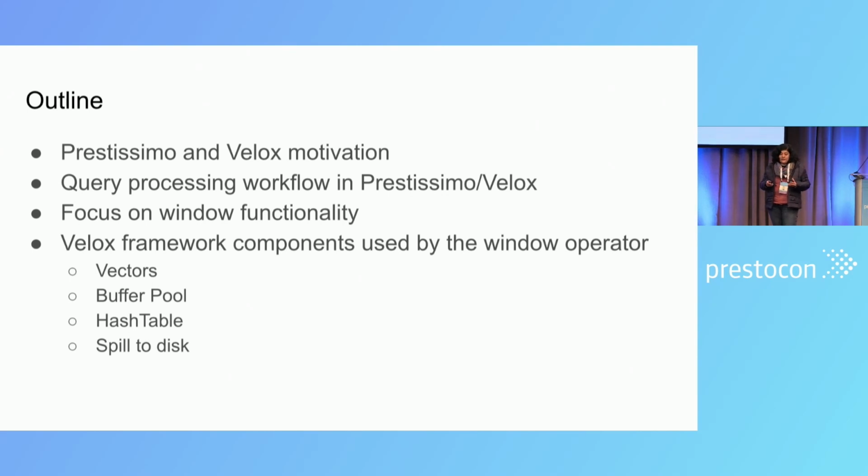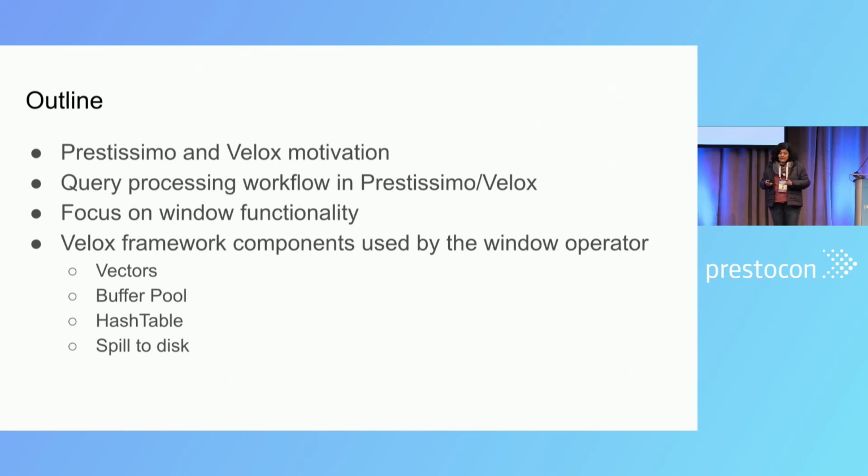So we're going to start with a SQL query. It's going to be submitted to the Presto cluster, and then we see how it's transformed further. The bulk of this year I've been working on this window functionality, and I will use that as the central part of the SQL query that we're going to look at. And it's going to tie into all the Velox framework components that were used to build this operator.